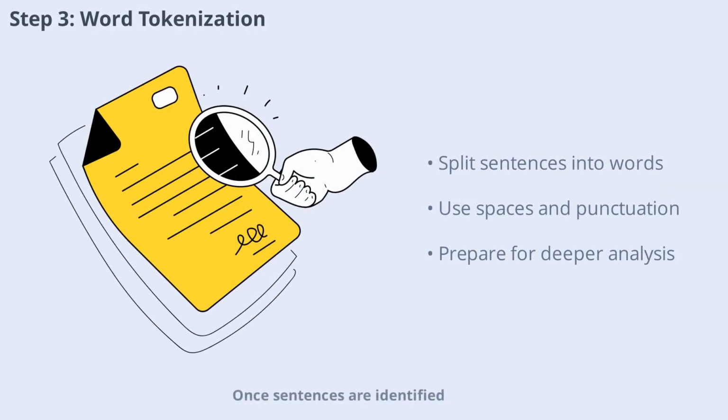Once sentences are identified, the next step is to break each sentence into words. This is called word tokenization. It's one of the most common forms of tokenization and is essential for many language processing tasks. Word tokenization typically involves splitting text at spaces and punctuation marks. For example, the sentence "tokenization is fun" would be split into the tokens "tokenization," "is," and "fun." This step lays the foundation for further analysis, such as part-of-speech tagging or sentiment detection.